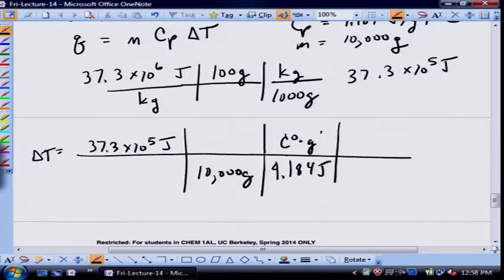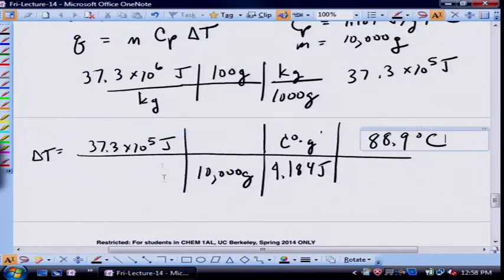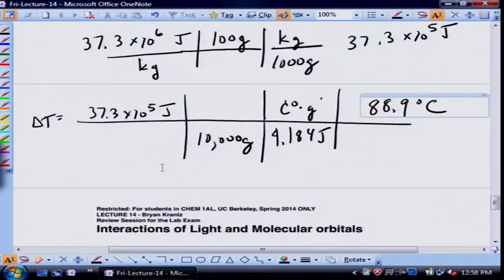Because remember, I want to cancel my joules out, I'm going to cancel my grams out, and be left with 88.9 degrees C. Okay, that's pretty warm. I'd have a pretty big calorimeter, 10 liters, to capture that heat from that biodiesel. I don't think you guys are burning quite that much. You're burning a few grams, so you could use a much smaller calorimeter to capture the heat. Okay, so that's just a fun example there.